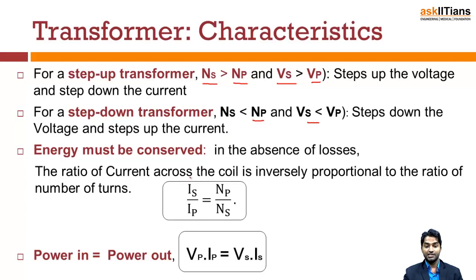Similarly, considering energy conservation, the ratio of current across the coils is inversely proportional to the ratio of number of turns. So Is upon Ip equals Np upon Ns. So we can set up a relation for current as well as for voltage. This is the current relationship, and this is the voltage relationship.